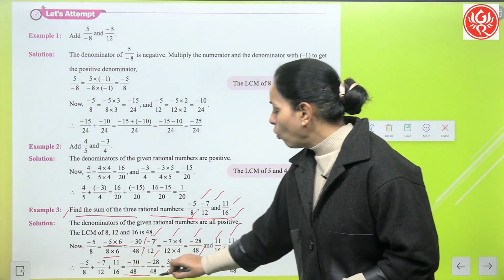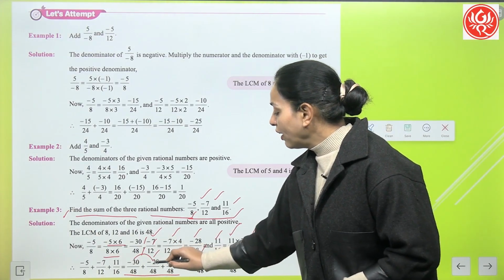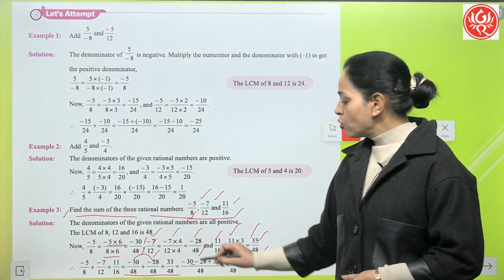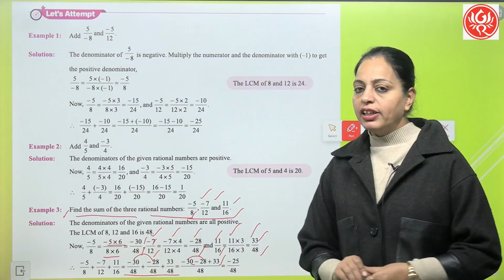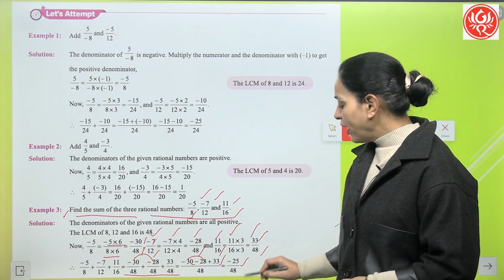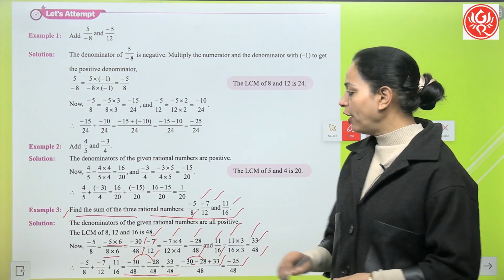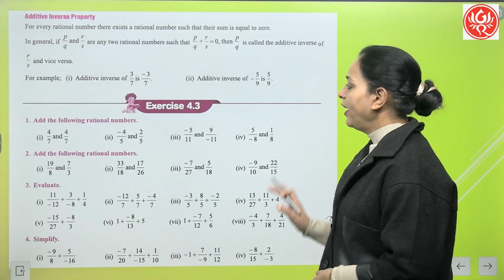अब हम इन तीनों को add कर देंगे जिसमें से दो negative हैं और एक positive है. So minus minus इन दोनों को plus कर देंगे and then 33 minus कर देंगे. So we are getting minus 25 upon 48, right?